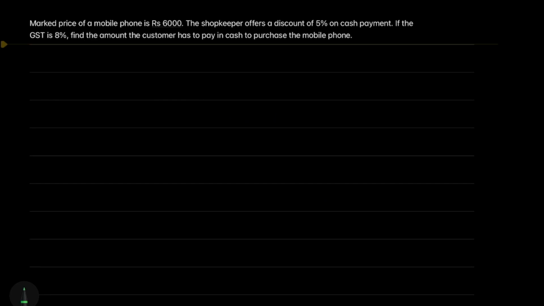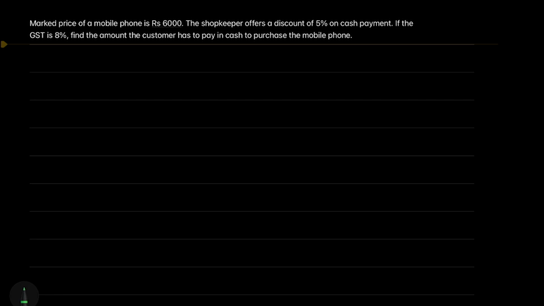So let's see. The marked price of the phone is 6,000 rupees. Then we have a discount that the shopkeeper offers, and that is 5% on cash payments. And then we have to apply a GST. GST needs to be applied on the final bill, and that is 8%. So we need to find what the customer has to pay, or the final bill amount, if he pays in cash. Okay, so this comes in multiple forms of different concepts that we have learned till now. Let's have a look.